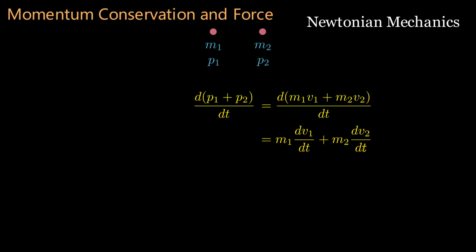In Newtonian mechanics, momentum equals mass times velocity. The derivative of velocity with respect to time is acceleration. Mass times acceleration equals the force acting on an object. Assuming these two particles are only interacting with each other and are not influenced by external forces, according to Newton's third law, the action and reaction forces are equal in magnitude and opposite in direction. Therefore, their sum is zero.